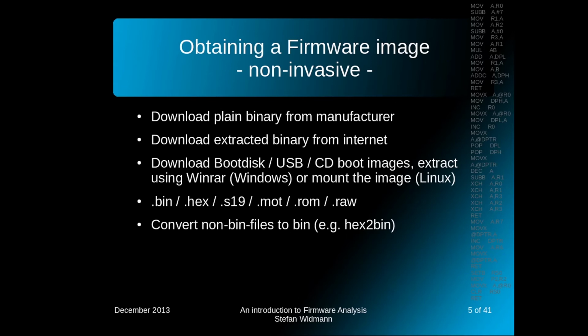You can try to download a boot disk, USB, CD-ROM boot image, whatever the manufacturer provides, and extract it using, for example, WinRAR on Windows, or just mount it on Linux. Search for files named bin, hex, S19, mod, like Motorola, ROM, or RAW. Most times, binary, that means bin, ROM, or RAW files, are already real binary files. Non-binary files should be converted to bin files, for example, with converters like hex to bin.